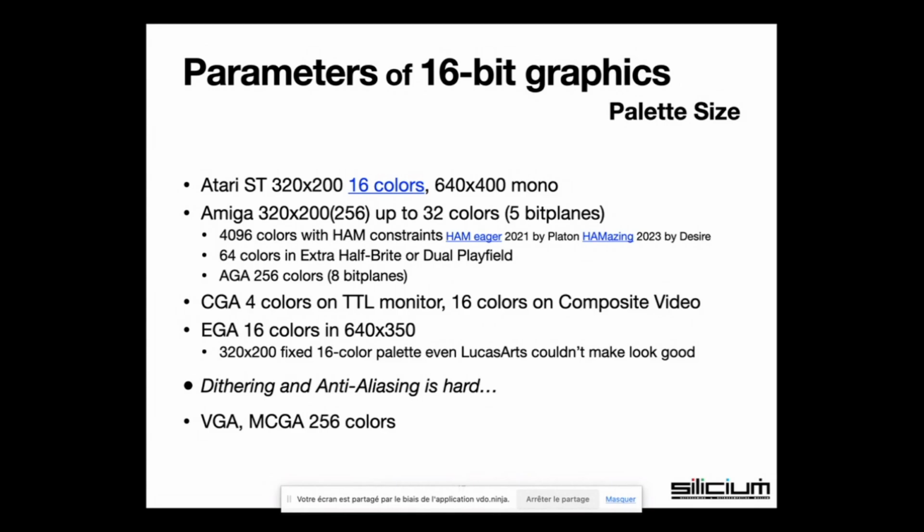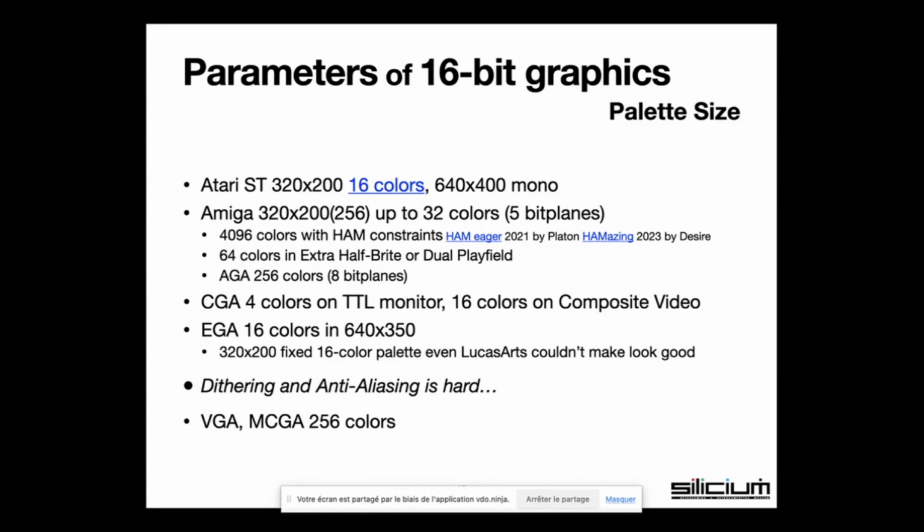On CGA, you get only 4 colors if you use a TTL monitor, but if you use composite video, you actually get 16 colors with a reasonable choice. So EGA, we already mentioned. You get arbitrary colors, 16 colors in high resolution EGA, but in low resolution, you have only a fixed palette, also 16 colors, but fixed.